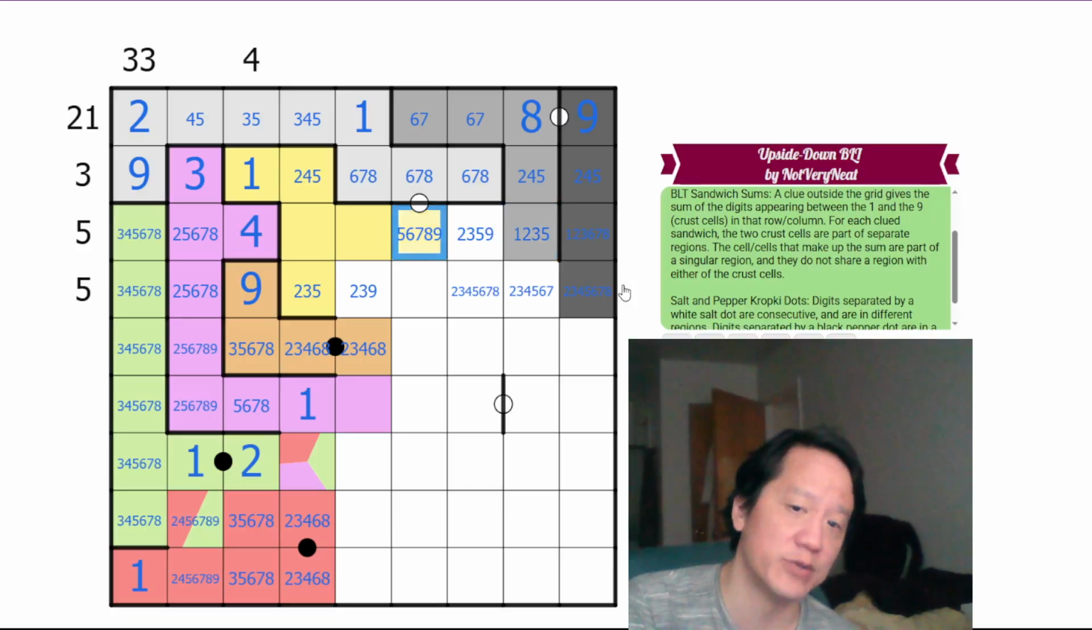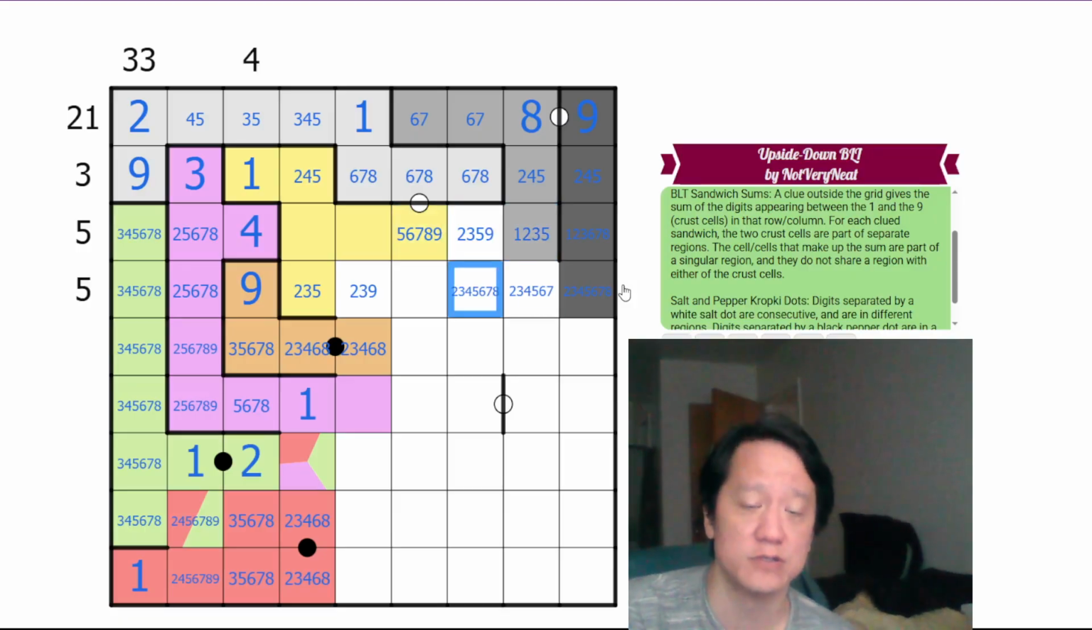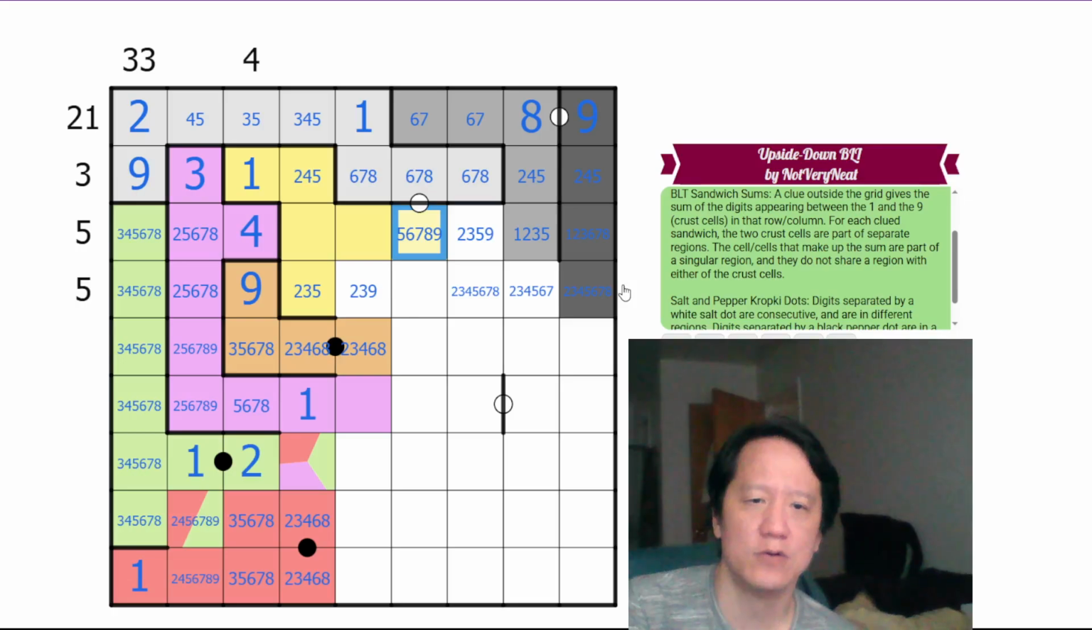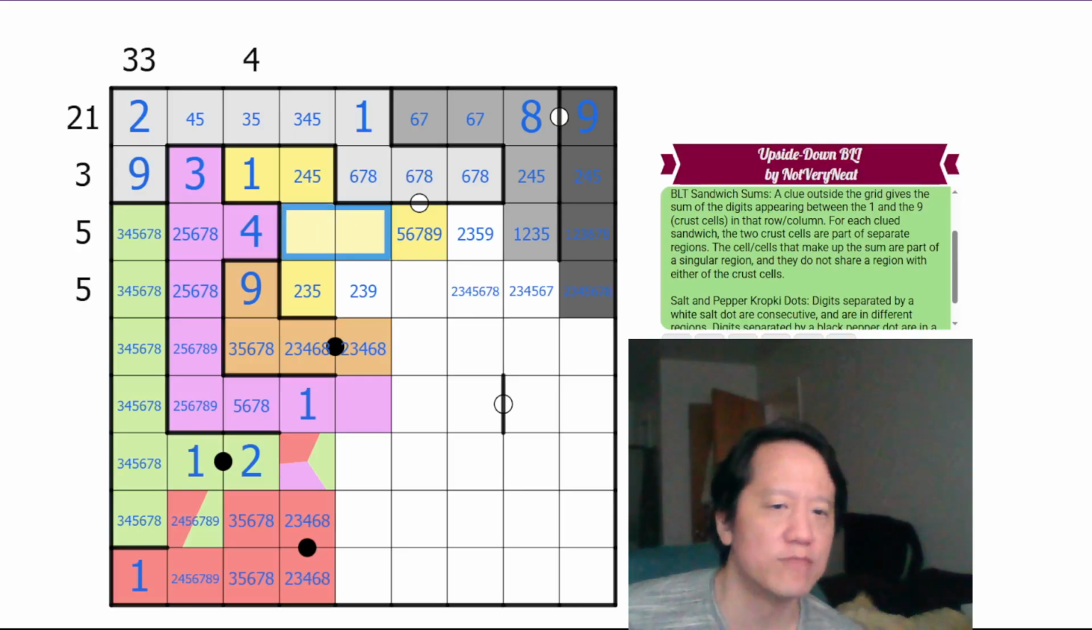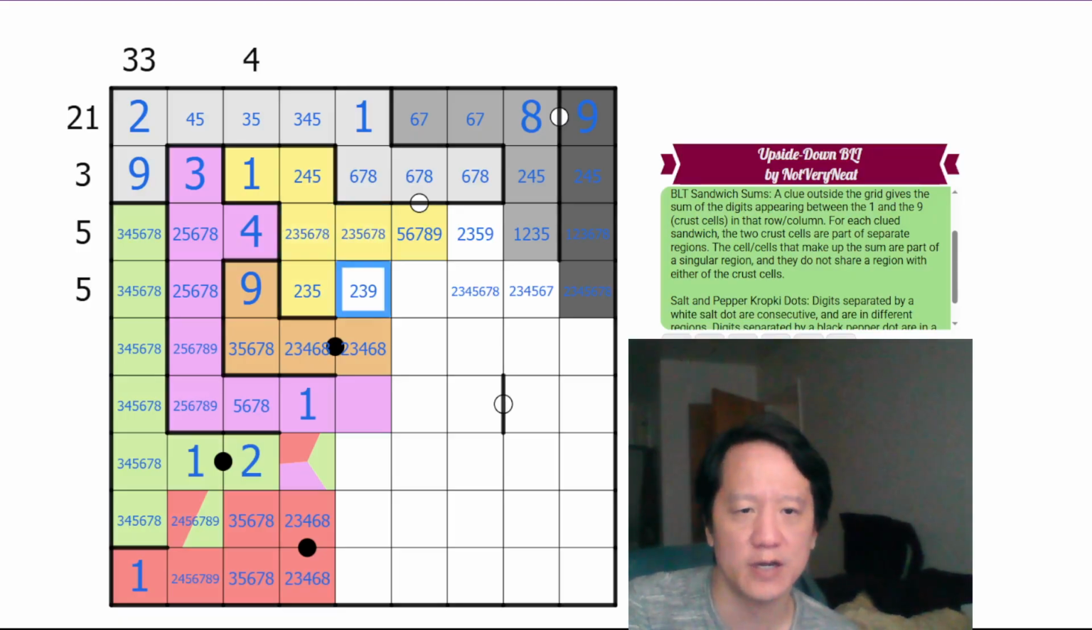Yes, it could. It could be 9, 5, 1, and these are separate regions. So that's possible. 9, 5, and 1, or 9, 5, and 1. So those are the possibilities there. Remaining digits in row 3 are 2, 3, 5, 6, 7, 8.